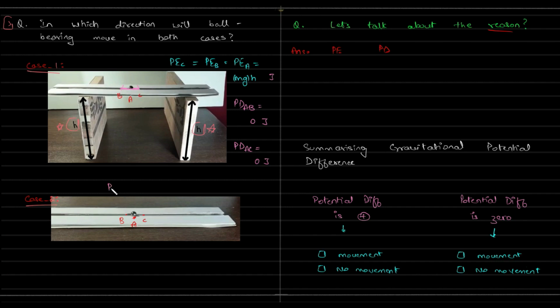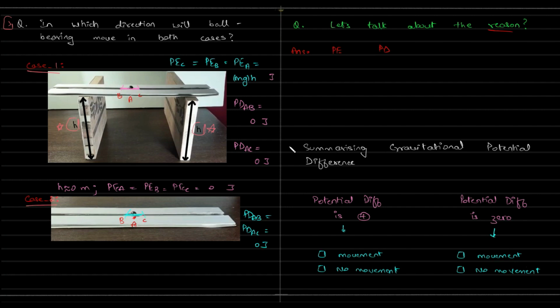Here the potential energy at A, B and C happens to be equal to 0 joules. The simple reason is that the height is almost equal to 0 meters. It's just above the ground. Now, what is the potential difference between A and B? And what is the potential difference between A and C? It happens to be 0 joules. The potential difference between all of these points is 0 joules. Again, the same setup. Things won't move. The ball bearing will continue to be at rest.